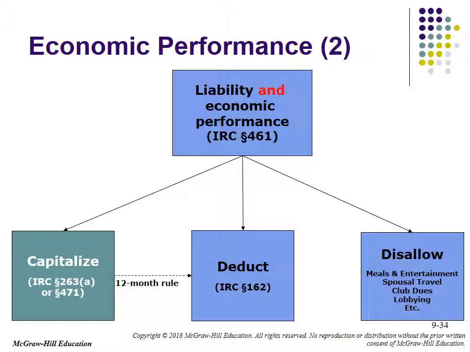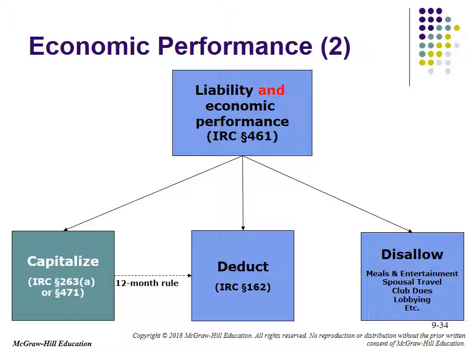Okay, and that's a great flow chart of how liability and economic performance correlate with the other code sections. When it comes to liability and economic performance, if you meet both of those, you can deduct immediately if it falls under Internal Revenue Code 162. What does that mean? Well, that's the reasonable, ordinary, and necessary.